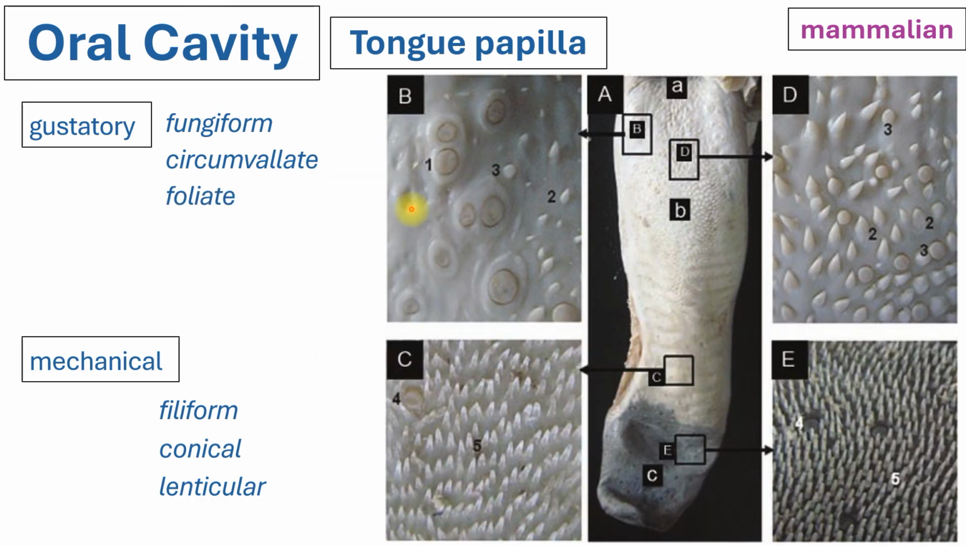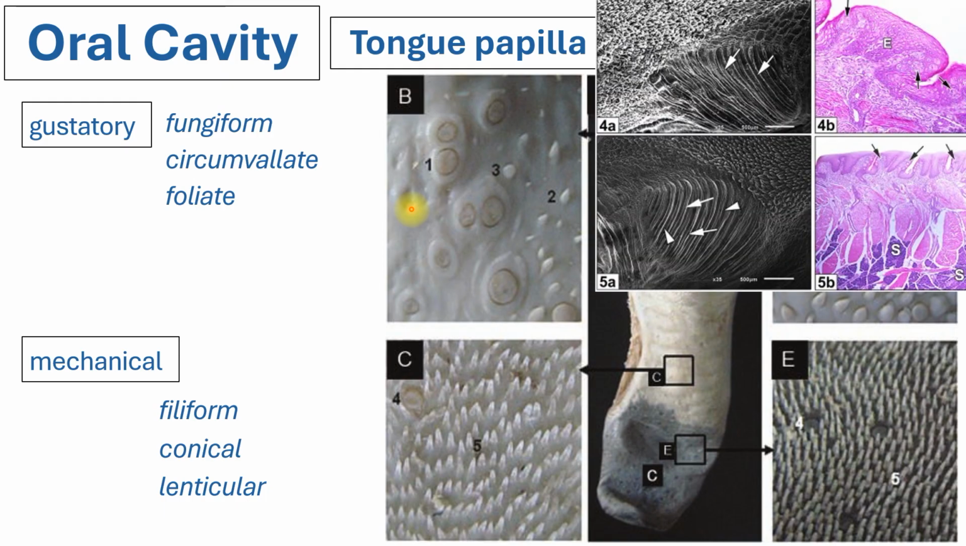And then you have our foliate papilla, which is actually found in the side of the tongue, and foliate because it looks like leaves. This is your foliate papilla, and again, your taste buds here on the sides.